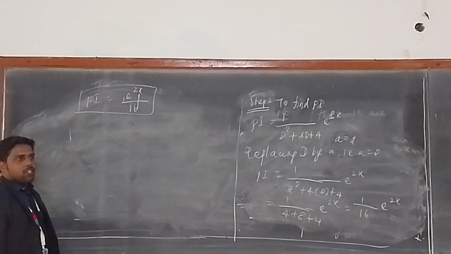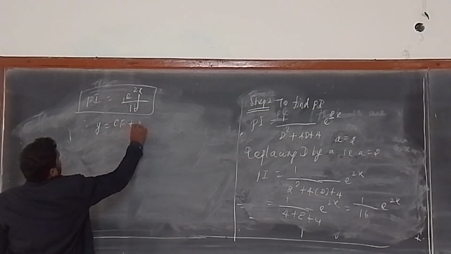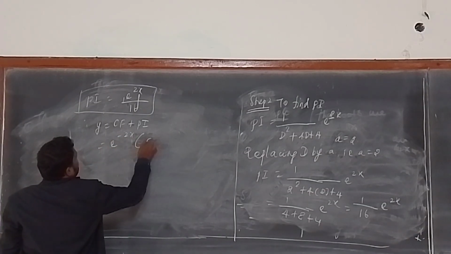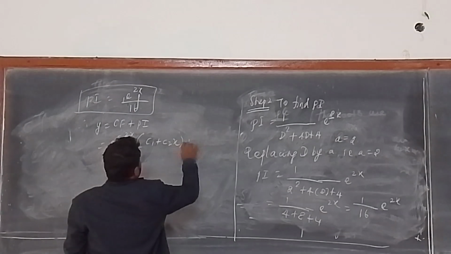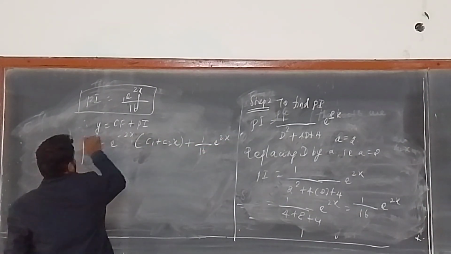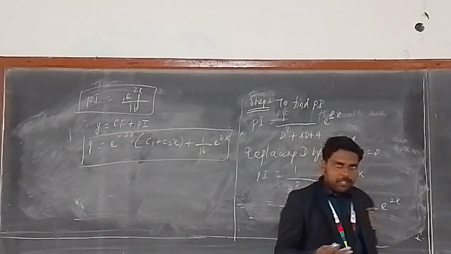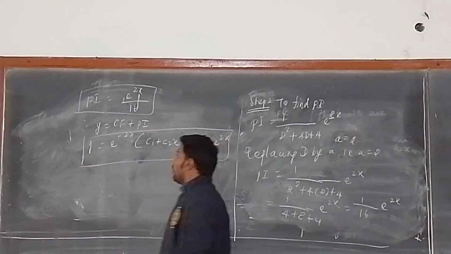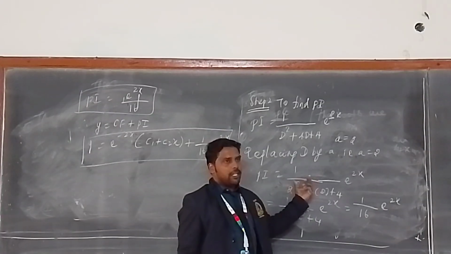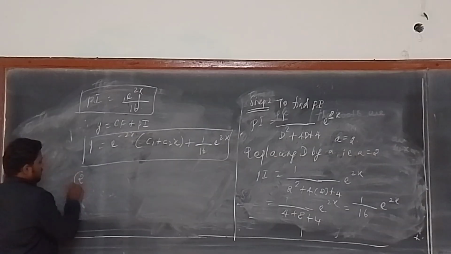So the complete solution is y equal to CF plus PI. The CF value is e to the power minus 2x into C1 plus C2x, plus 1 by 16 into e to the power of x. That is the complete solution, finding the complementary function and particular integral. Based on the particular integral denominator we need to know how to find the particular integral. Next, the second problem example.